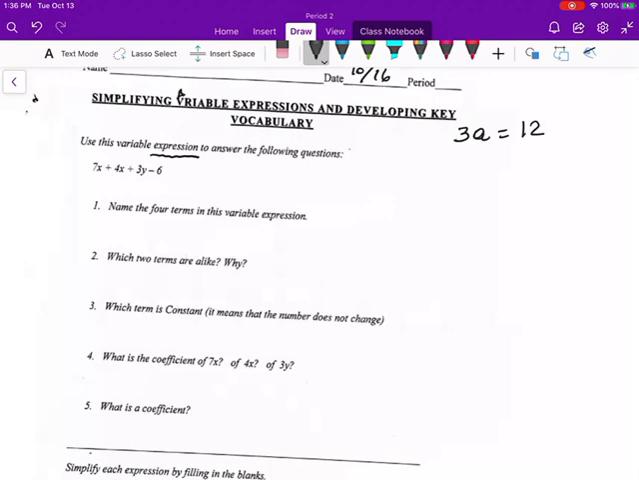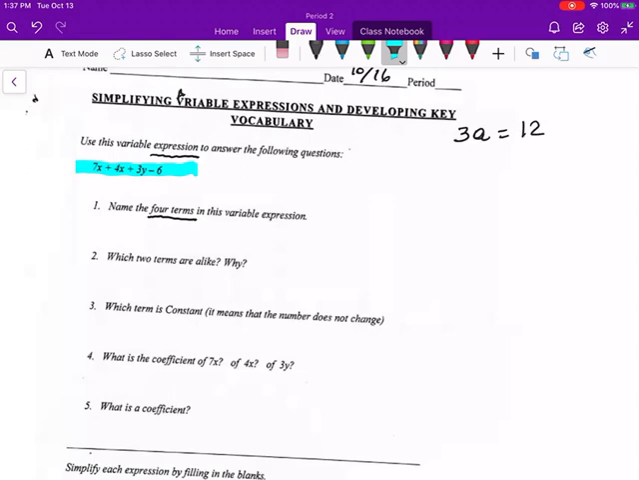Okay? So the first question is, number one, name the four terms in this variable expression. Well, we haven't even talked about what terms are. So if we look at this expression, can we guess? Anybody could guess what would be the four terms? It says that there are four terms. So I don't know. What do you guys think? It could be the x's, the y, and the 6 by itself. I've heard lots of things, like 7, 4, 3, and 6, just the numbers.